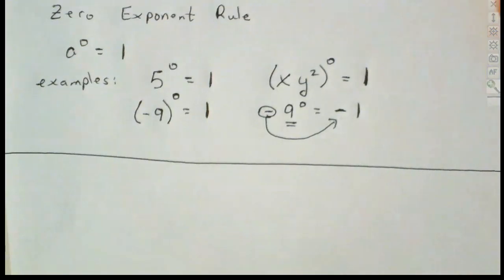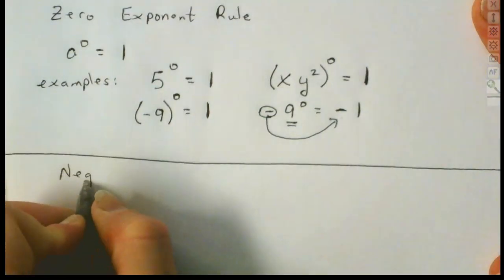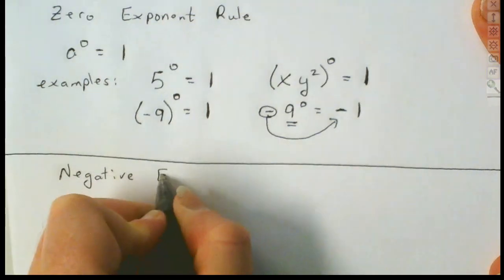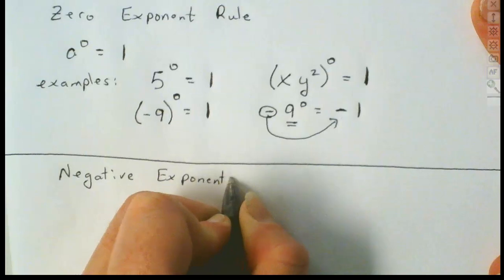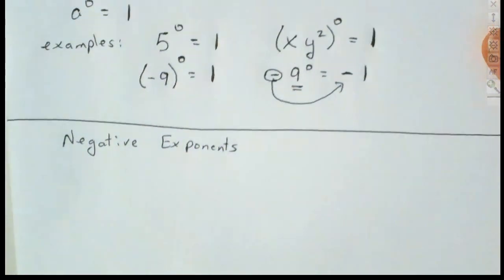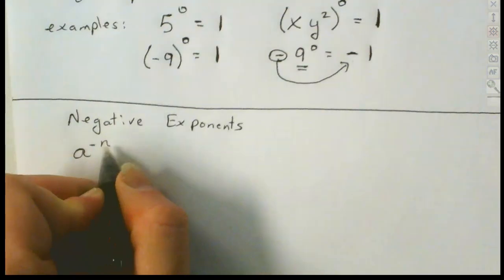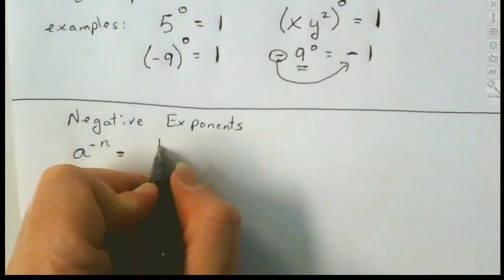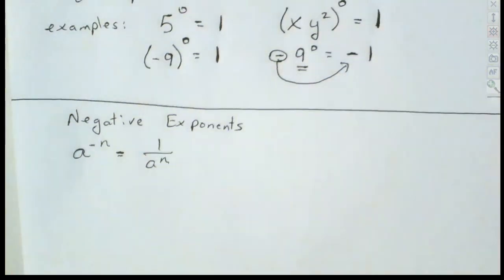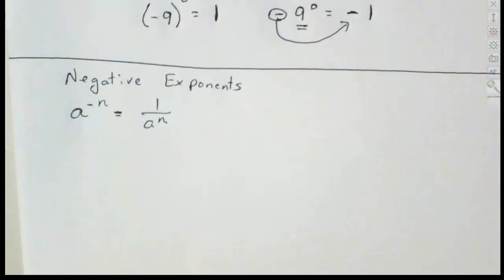Negative exponents are fractions. Okay. Negative exponents need to be rewritten as fractions. We never leave things as a negative exponent. When it's a negative exponent, for our final answer, we always rewrite it as a fraction. So a to the negative n is 1 over a to the n power. So there's our rule. So negative exponents can be rewritten as a fraction.